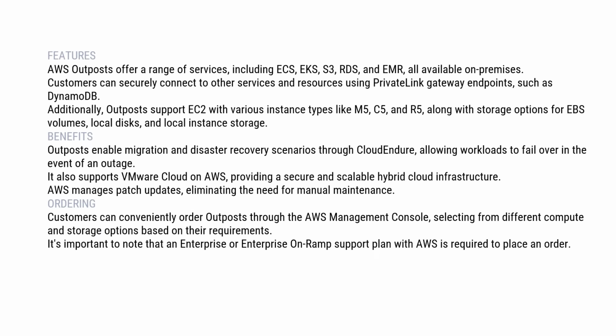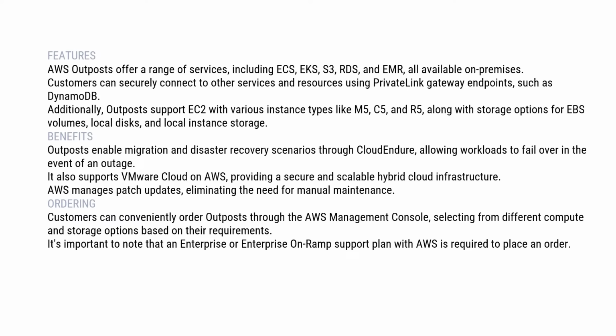AWS Outposts offer a range of services including ECS, EKS, S3, RDS, and EMR, all available on premises. Customers can securely connect to other services and resources using PrivateLink gateway endpoints such as DynamoDB. Additionally, Outposts support EC2 with various instance types like M5, C5, and R5, along with storage options for EBS volumes, local disk, and local instance storage. Outposts enable migration and disaster recovery scenarios through CloudEndure, allowing workloads to fail over in the event of an outage. It also supports VMware Cloud on AWS, providing a secure and scalable hybrid cloud infrastructure.